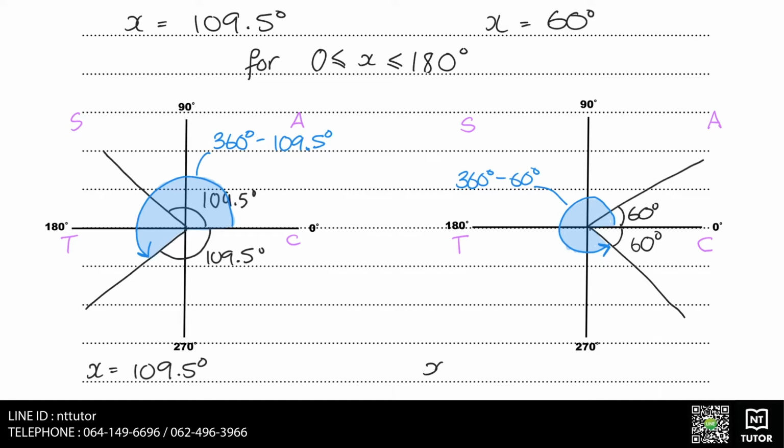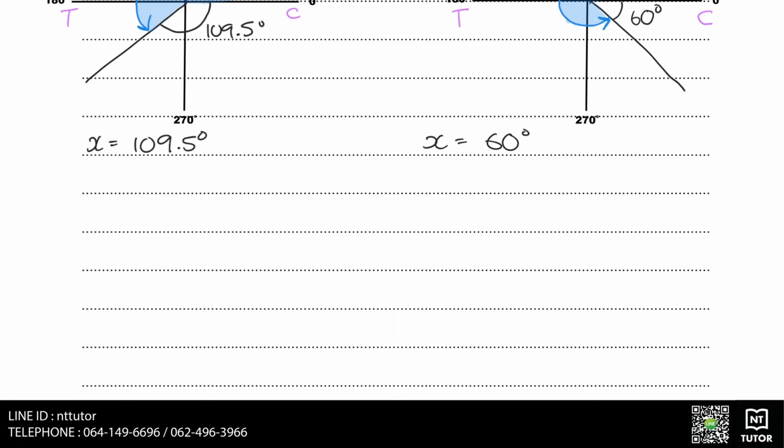The other angle that gives the same cos value as 60 is 360 minus 60, which is 300. And again, 300 is not in the range of 0 to 180 degrees. Therefore, x equals 60 is our only answer for cos x equals a half. This means that we have two answers for x that are in the range, which is x equals 60 degrees and x equals 109.5.